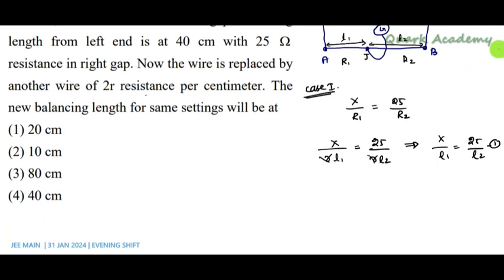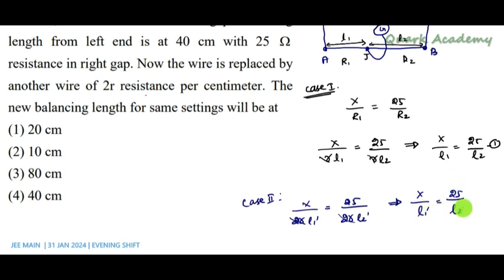Now in the second case, the wire is getting replaced. So instead of the resistance per centimeter R, here 2R is used. So this equation will transform to X by 2R into L1 dash. We don't know the new balancing length. Let's consider it as L1 dash, which is equal to 25 by 2R into L2 dash. So this L1 dash, L2 dash are new balancing lengths. Now we can still cancel this 2R. We can write it as X by L1 dash equal to 25 by L2 dash.